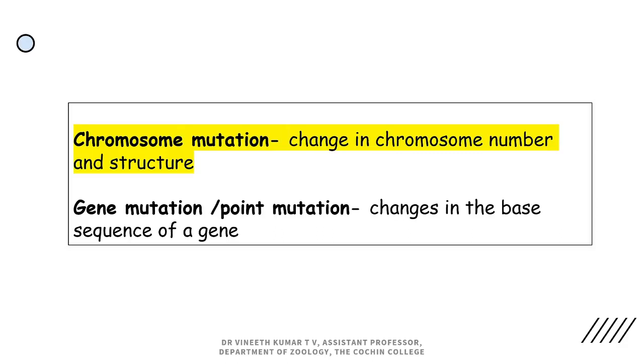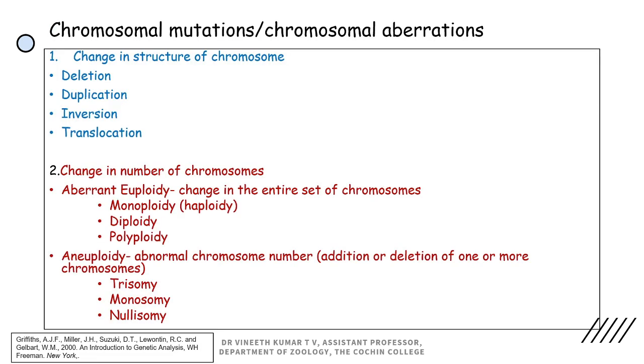Hello everyone, welcome back to our discussion on mutation. So now we are going to discuss the first type of mutation, which is chromosomal mutation. In chromosomal mutation, we'll be discussing what the consequences are of having a change in chromosome number, and what the consequences are of having a change in chromosome structure.